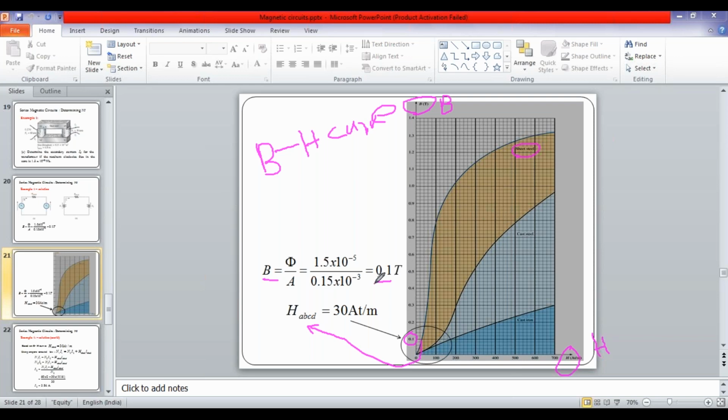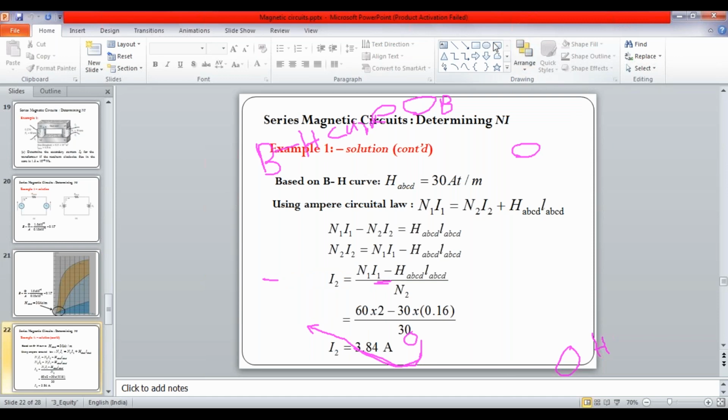Depending upon the calculated value of B, a corresponding value of H can be identified in the graph. So that if H is identified here, then the remaining things are easy. So this value of H is calculated from the BH loop curve. Then you can apply Ampere circuital law. What is the Ampere circuital law?